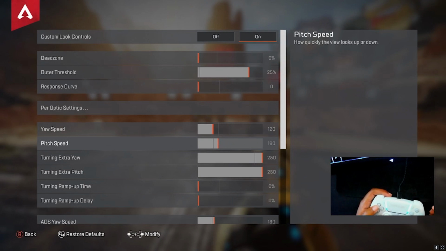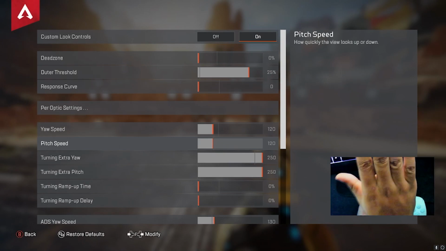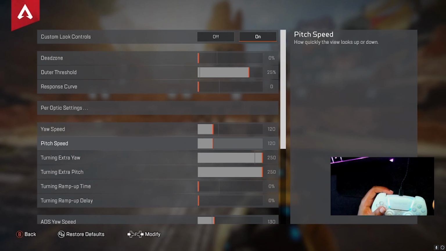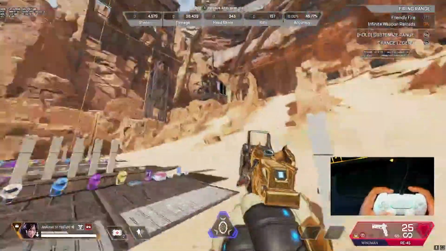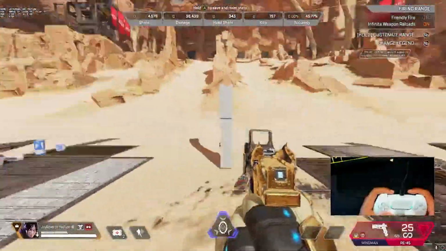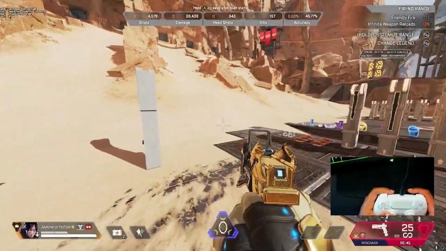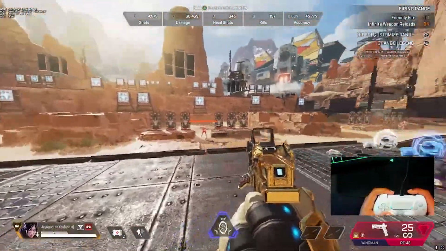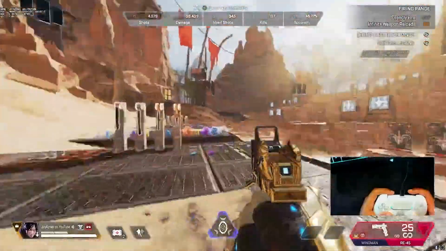So whenever there is no enemy in sight, my yaw speed and my pitch speed will add to my extra yaw and pitch. So I will be moving at around 370 speed. As you see, whenever I'm not looking at anyone, I'm at 370 speed. However, the moment I put an enemy within my crosshairs, it slows down to 120. And the moment I come out, it speeds back up again.